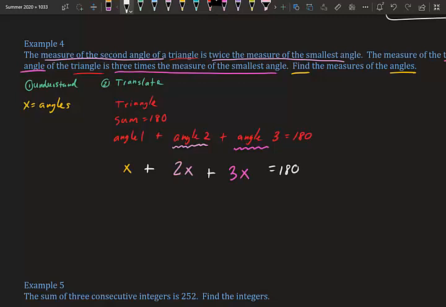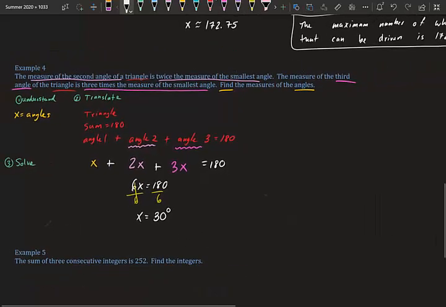So we translated it. Now we solve. So to solve, I'm going to combine like terms. We have x plus 2x is 3x. 3x plus 3x is 6x equals 180. We're going to divide by 6. And we get x equals 30. So 30 degrees, because we're talking about an angle. Angle is degrees. So now we interpret.